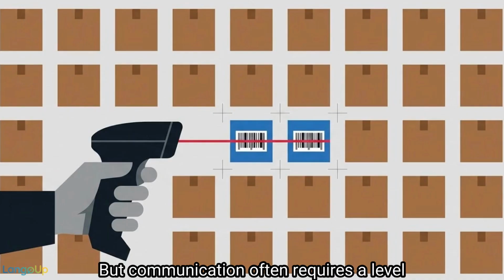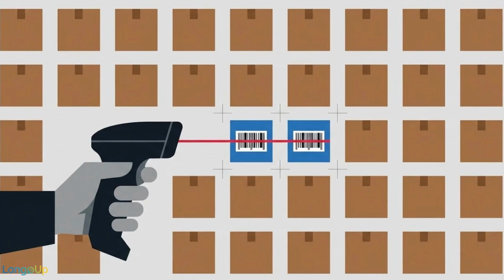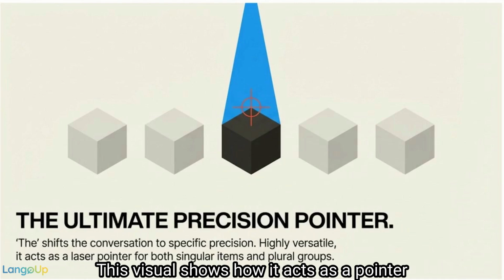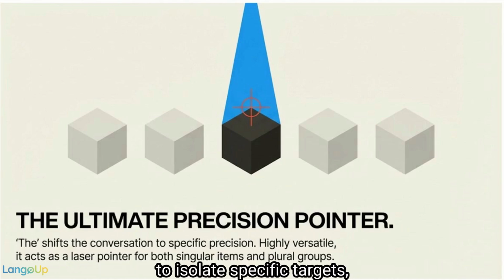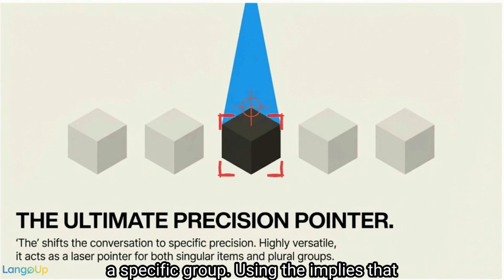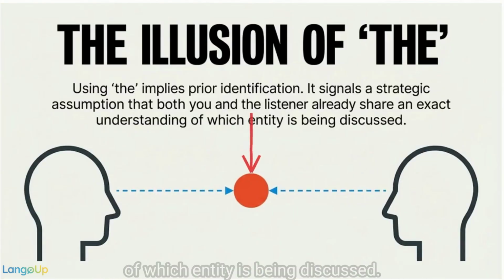But communication often requires a level of exactness that general categories can't provide. For these moments, we use the. This visual shows how it acts as a pointer to isolate specific targets, whether you are talking about one item or a specific group. Using the implies that you and the listener already share an understanding of which entity is being discussed.